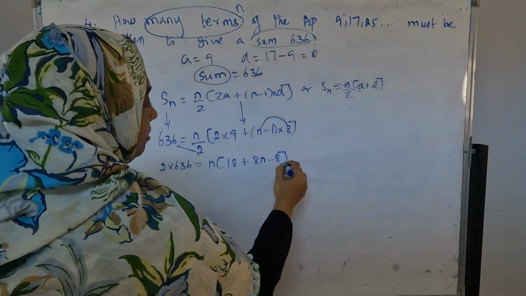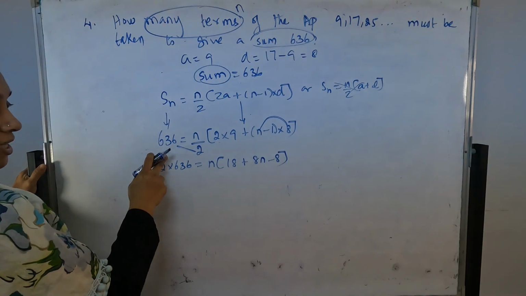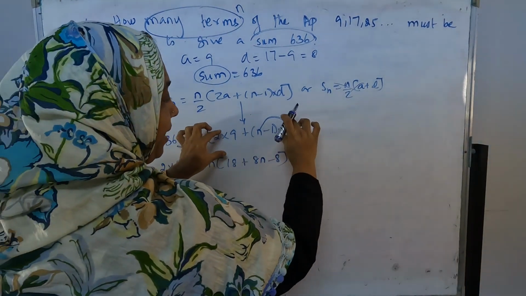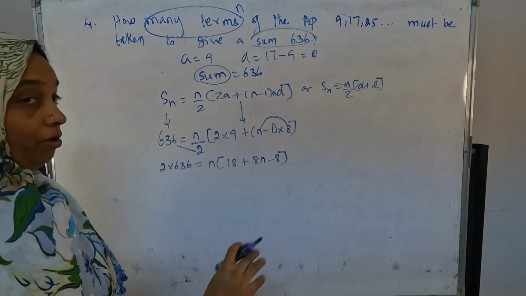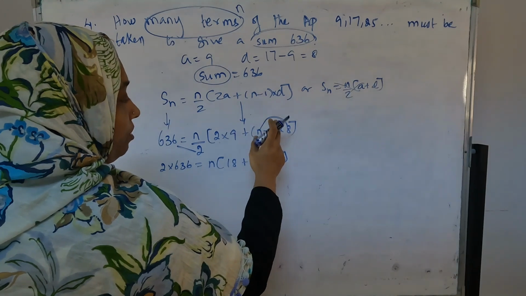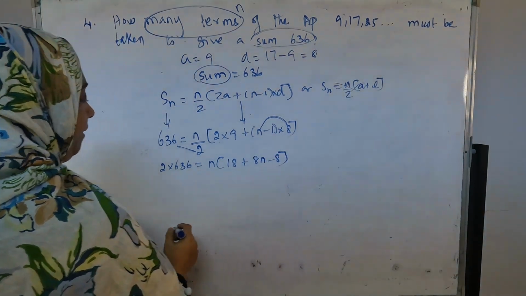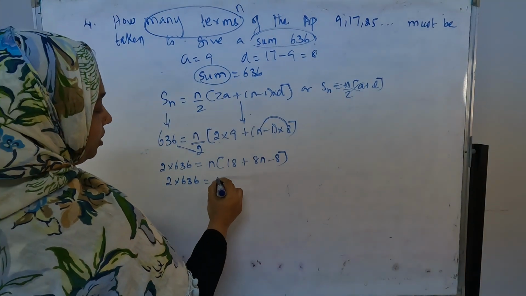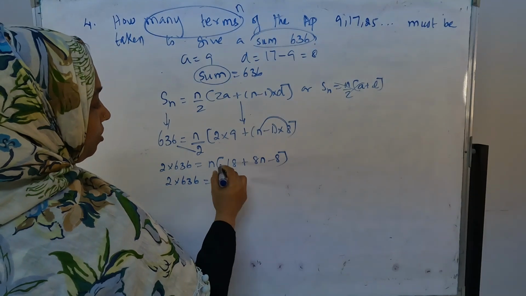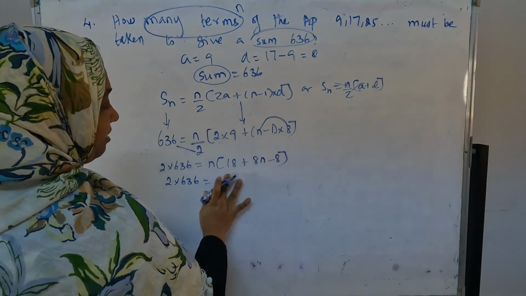8n minus 8. Don't bring 8 here as division, because these are all in the bracket, everything together. We are not able to bring 8 only here. Okay, don't do it like that. Now you have to distribute only 8n minus 8. Here I am not multiplying, that is why I am telling you. So 18n, now this n also. This 18 and 8 will subtract here.